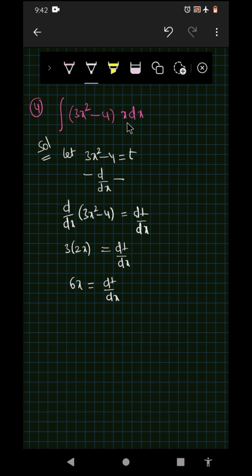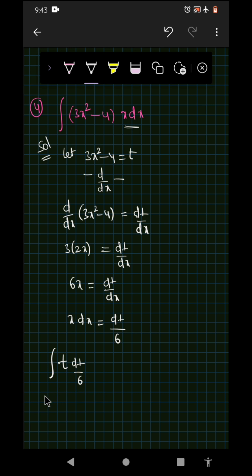Since x dx is there in the problem, I take x and dx to this side, and dx x becomes dt by 6. So now the x dx value is dt by 6 and 3x square minus 4 is equal to t. Substitute these two in the problem. We get integration of t into x dx, which is dt by 6. Take dt by 6.